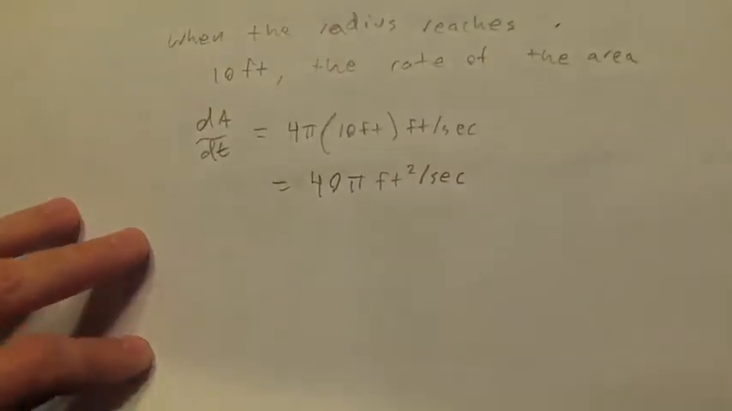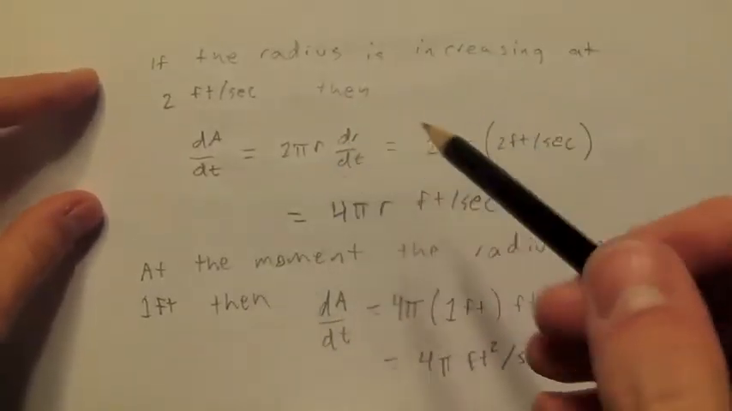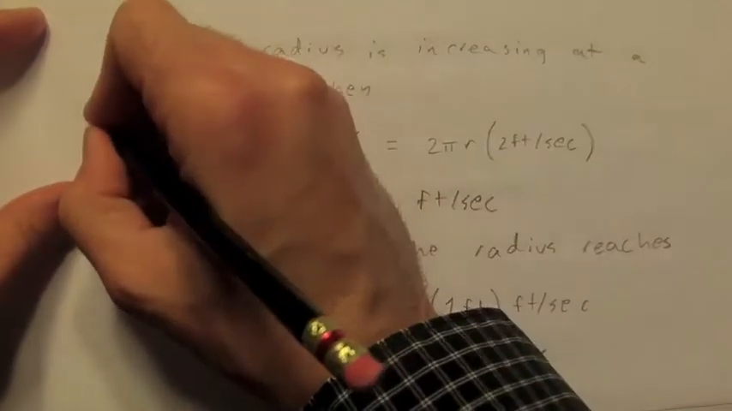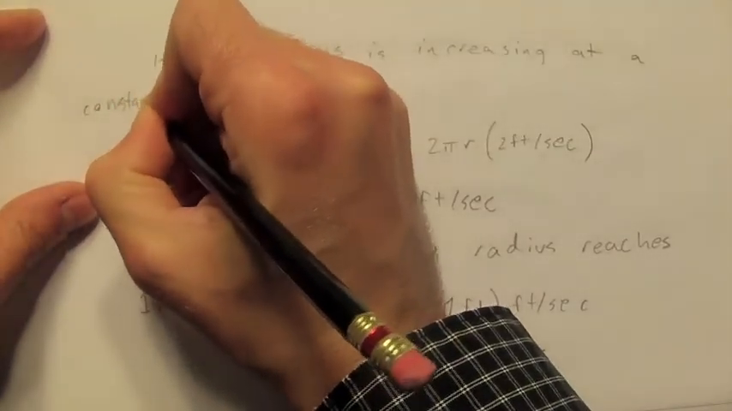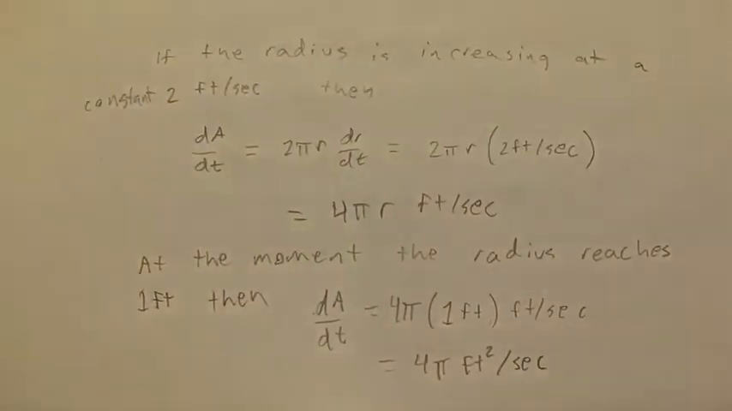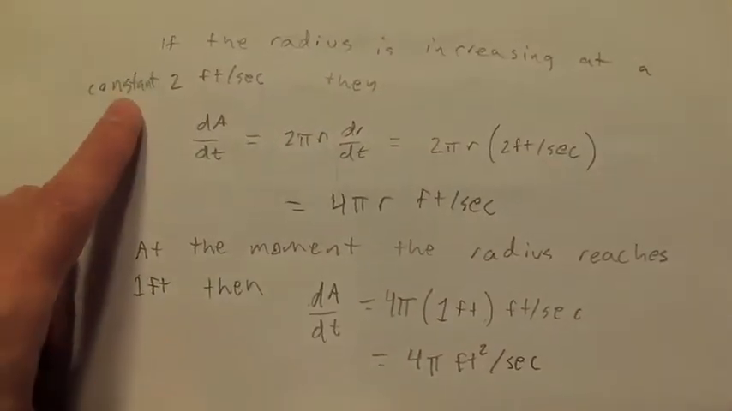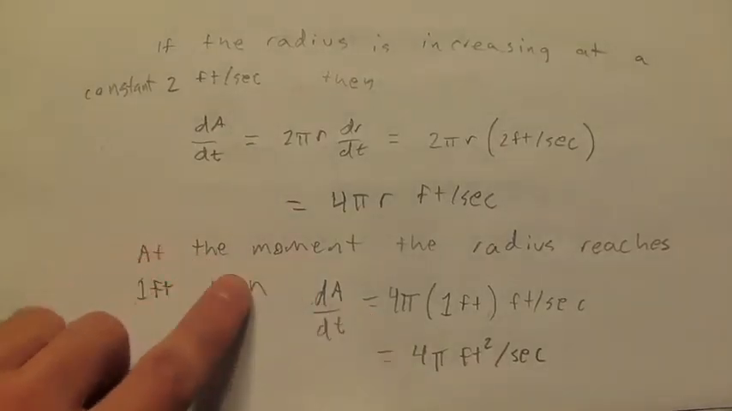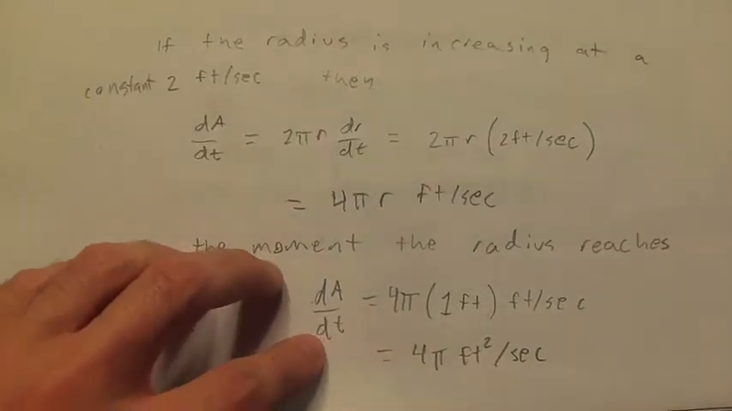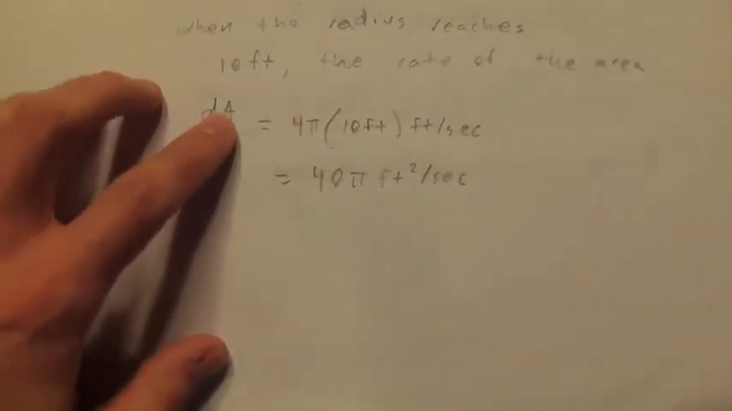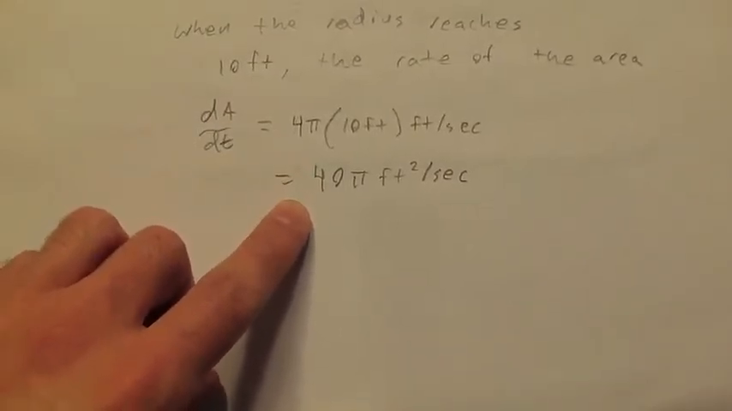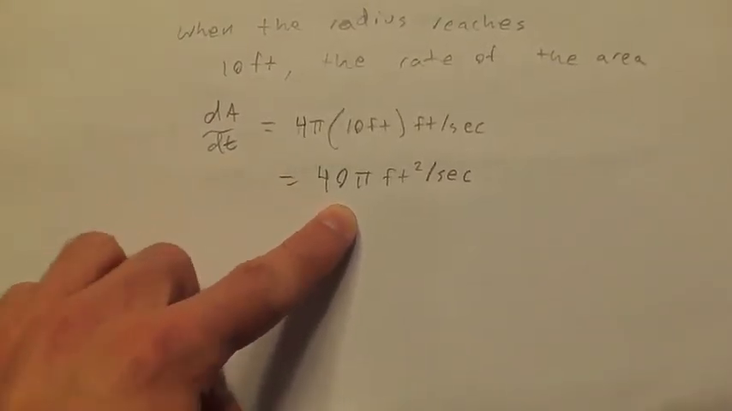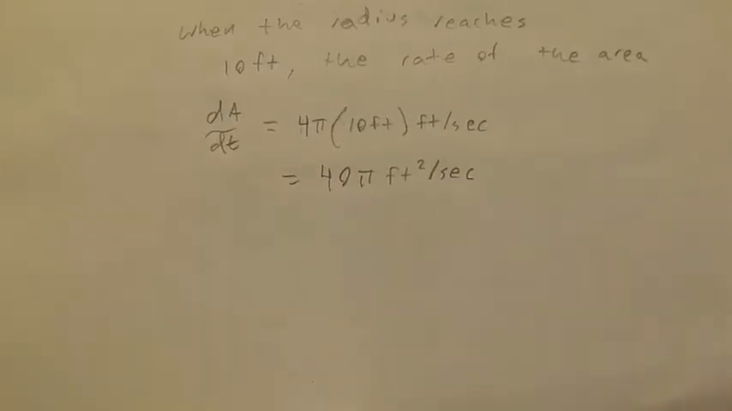So even though in this particular problem the radius is increasing at a constant 2 feet per second, this won't always happen. Just because the radius is increasing at a constant 2 feet per second, the area is not. When the radius hits 1 foot, the area is increasing at 4 pi feet squared per second. But when the radius hits 10 feet, the rate of the area has accelerated up to 40 pi square feet per second.